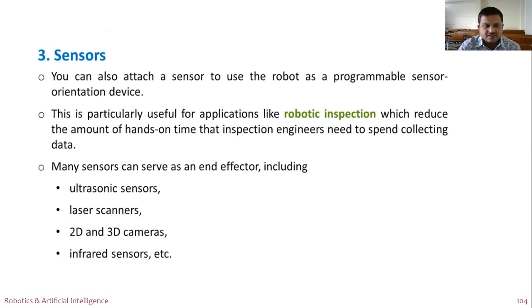Last is the sensor. You can also attach a sensor to use the robot as a programmable sensor orientation device. This is particularly useful for applications like robotic inspection, which reduces the amount of hands-on time that inspection engineers need to spend collecting data. Many sensors can serve as an end effector, including ultrasonic sensors, laser scanners, 2D and 3D cameras, infrared sensors, etc.